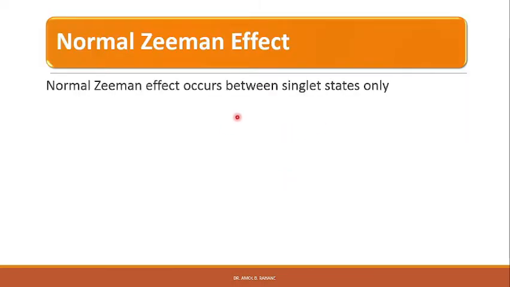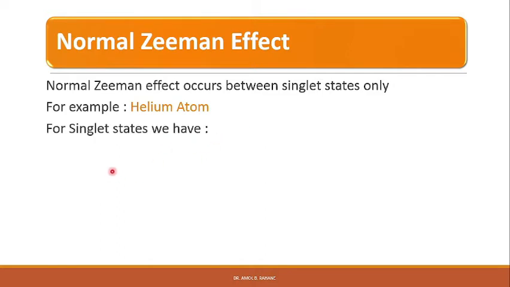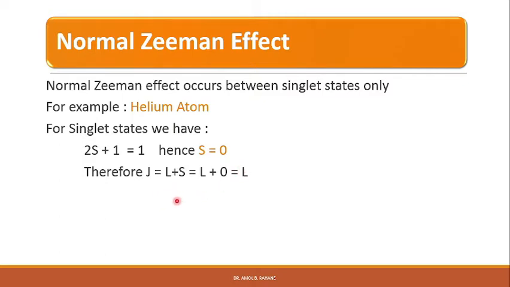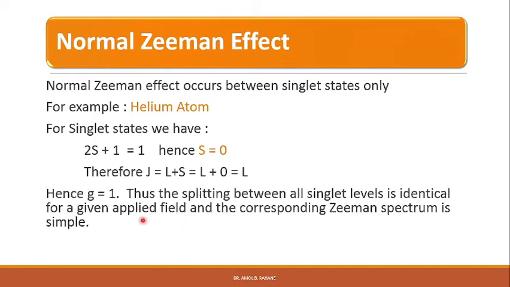The normal Zeeman effect occurs between singlet states only, for example the helium atom. For singlet states, we have twice S plus 1, that means the multiplicity, equal to 1, and hence S is equal to 0. That means the total spin of the atom is equal to 0, and therefore J is equal to L plus S, which is equal to L plus 0, which is equal to L, right? Putting the values of J, L and S in the equation of g, we get g is equal to 1, and thus the splitting between all singlet levels is identical for a given applied field, and the corresponding spectrum is very simple.